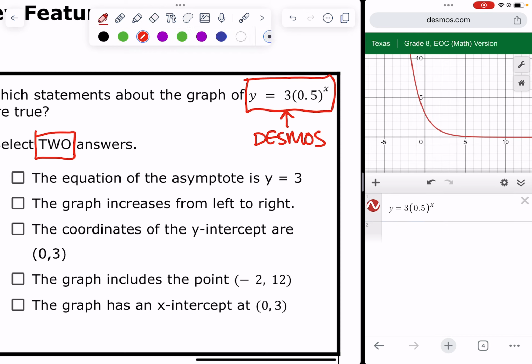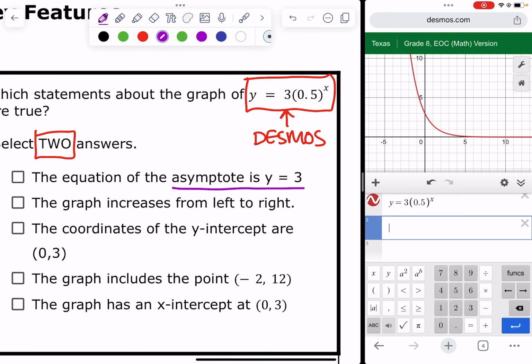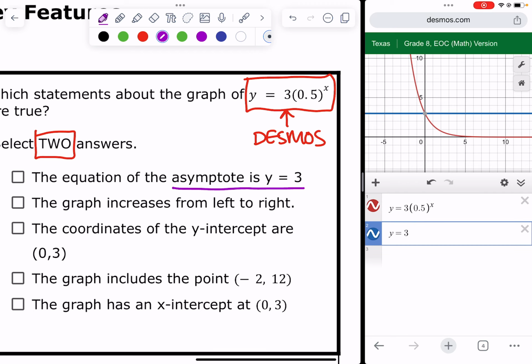The first one says the equation of the asymptote is y equals 3. If I put y equals 3, see how they touch right here at this point? That's not good. We don't want that. So y equals 3 is not an answer. It's no good.